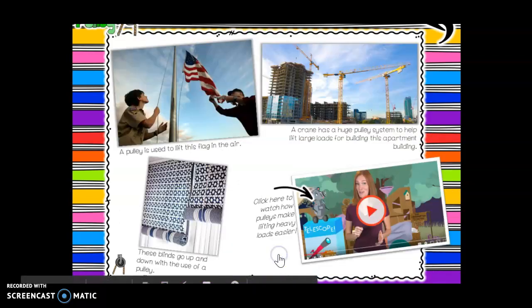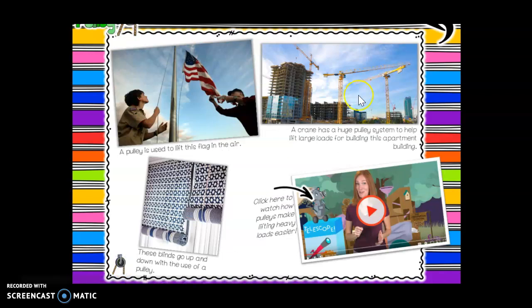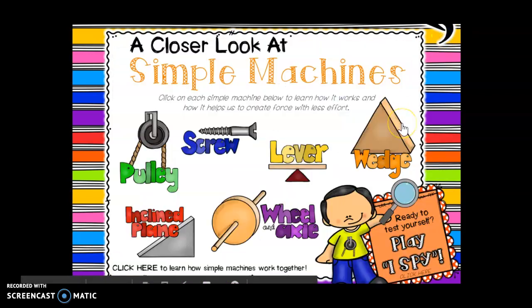So we'll click it, and here's some examples of pulleys. A pulley is used to lift this flag. A crane has a large pulley. These blinds go up and down with a pulley. And it says click here to watch a video. So here's even a video you can watch to know more about pulleys. And then when you're done here, it says you're going to click this and it will take you back. And if you click this, it will take you back again. So that's how you get to the different places.